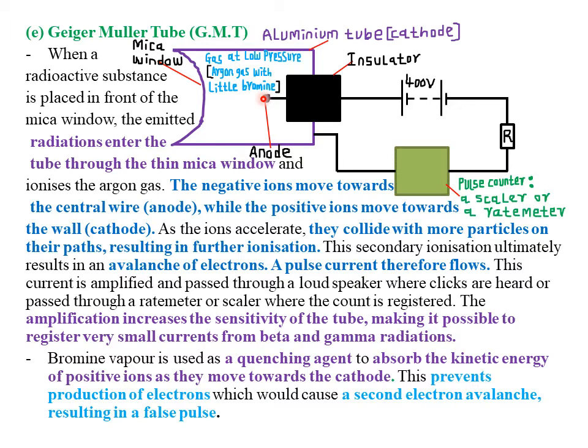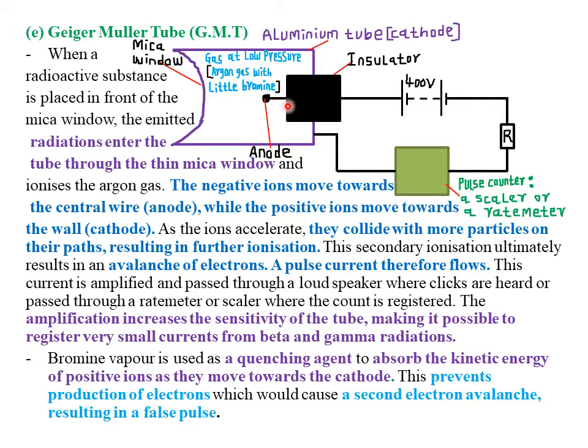Remember, from the law of charges, we said that like charges repel, while unlike charges will always attract each other. Therefore, the negative ions, due to the fact that they are negatively charged, are going to be attracted to the positively charged terminal, which is our anode. So the negative ions are going to move towards the central wire, the anode, due to attraction, while the positive ions are going to move towards the wall, which is our cathode. You can see we have the aluminium tube, which is the wall, which is the cathode.